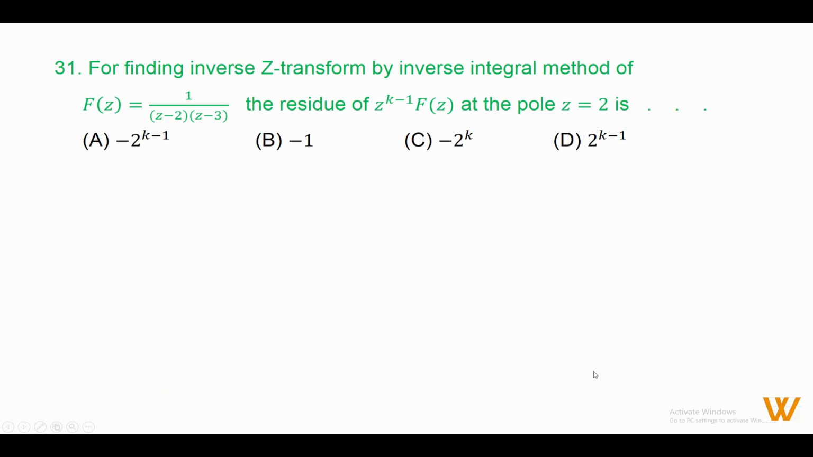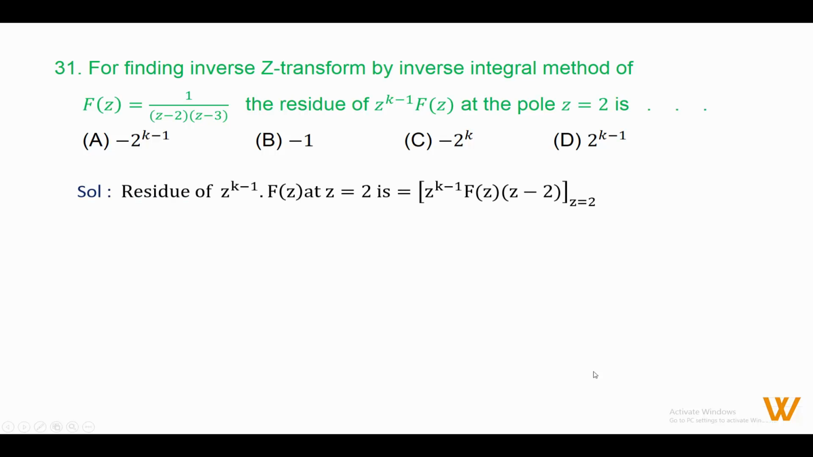31. For finding inverse z transform by inverse integral method of f of z equal to 1 upon z minus 2, z minus 3, the residue of z raised to k minus 1 f of z at the pole z equal to 2 is. Find the residue of z raised to k minus 1 f of z at the pole z equal to 2. We know the formula of residue.